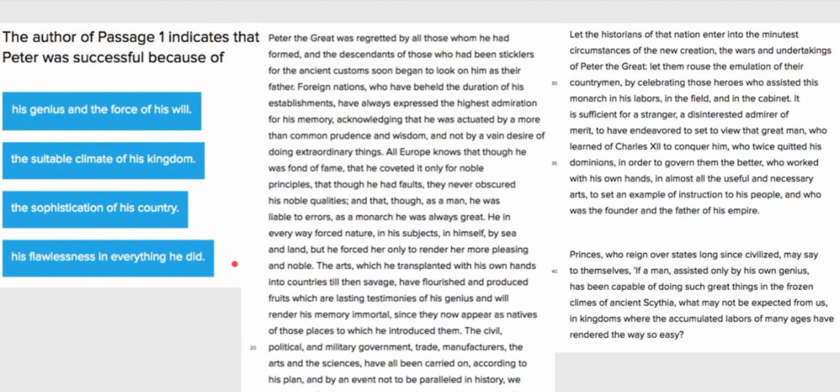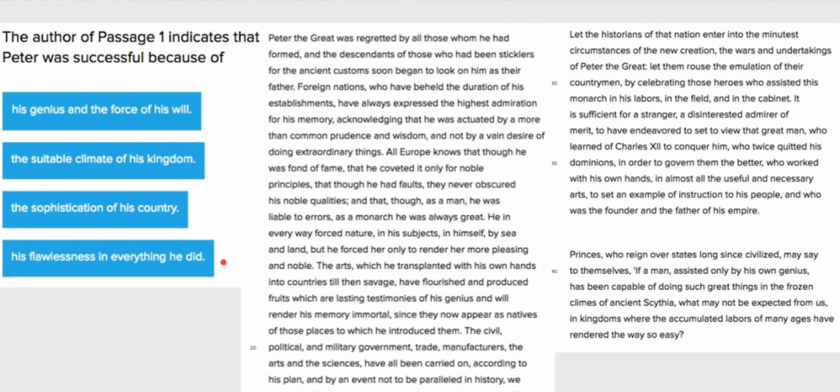Now, when I see a question where it's a more general question about an author's viewpoint, I don't know exactly where to look in the passage for the correct answer, so my best approach is probably to start eliminating some things one by one. So let's just work from the end backwards. His flawlessness in everything he did.